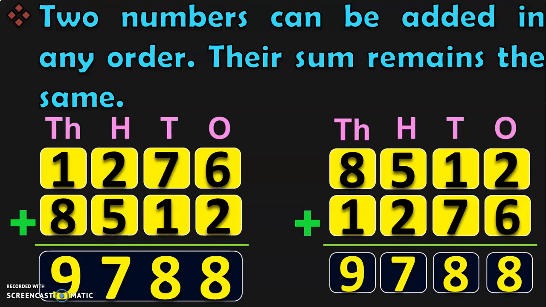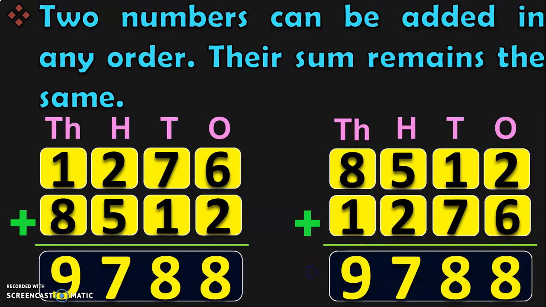So the sum of the two 4-digit numbers 8512 plus 1276 will give you the same answer, 9788. Let us do another example to understand this property better. Here we have 2059 plus 6410. First write down the ones, tens, hundreds and thousands place.